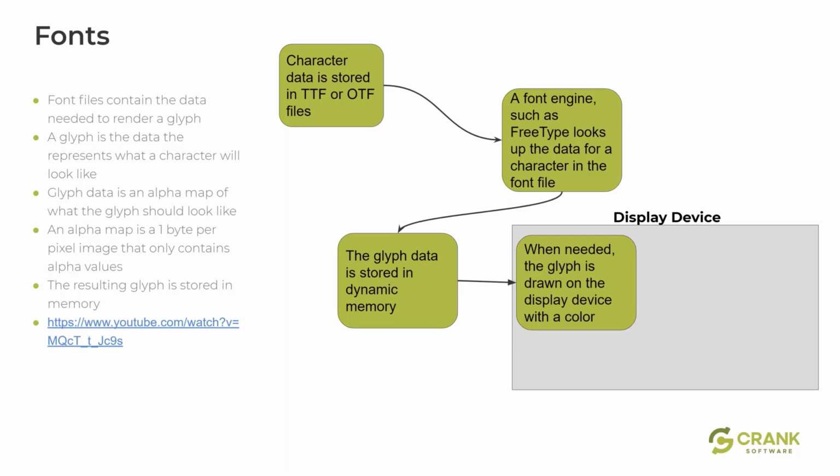And glyph data is basically an alpha map of what the glyph is supposed to look like. And the reason it's an alpha map is because you want to be able to colorize it after the fact. When you have an alpha map, it basically just tells you the level of transparency that a pixel should be. And so you can apply any color you want, and then that color will be what the glyph is drawn with.